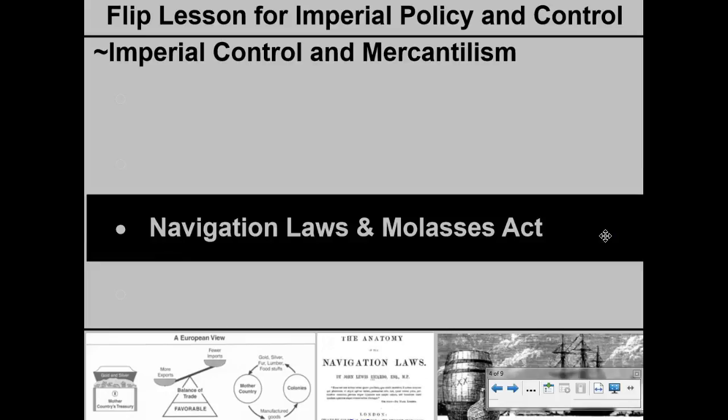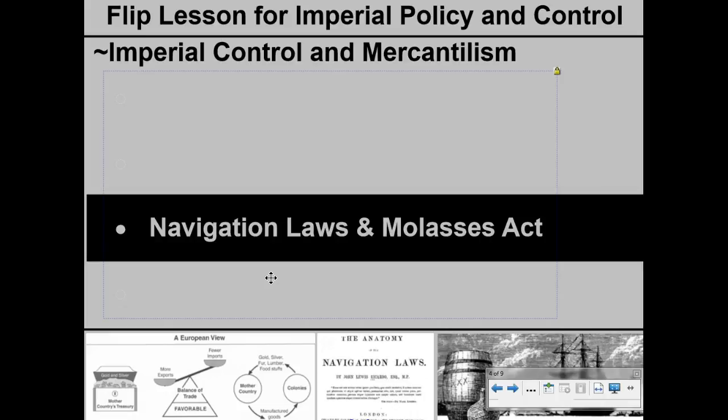Now the English knew this, the crown knew this, so to try to prevent the colonists from trading with other countries, they passed the Navigation Laws and the Molasses Act. Now let's start with the Navigation Laws. The Navigation Laws started in 1651, and they're there to regulate colonial shipping.